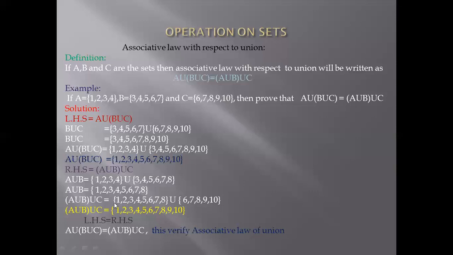Now after finding A union B, C is left. Now you take the union with C. First we write the new set, A union B, and then union the elements of set C, 6, 7, 8, 9, 10. After completing this, we got the answer 1, 2, 3, 4, 5, 6 till 10. This is the same answer as the left hand side. Now you see that both the left hand side and right hand side are equal. It means this verifies the associative law of union.